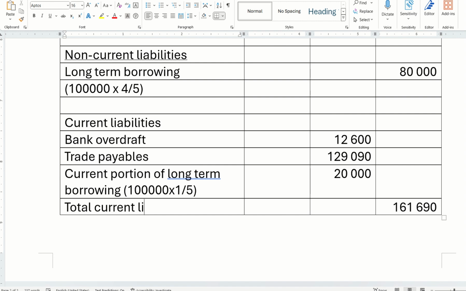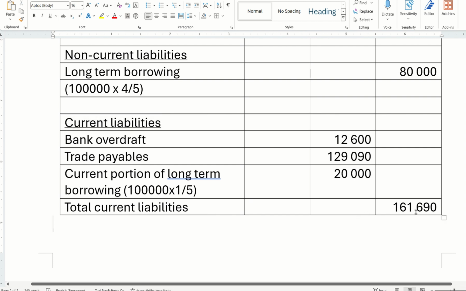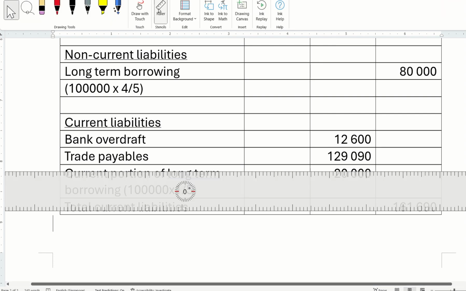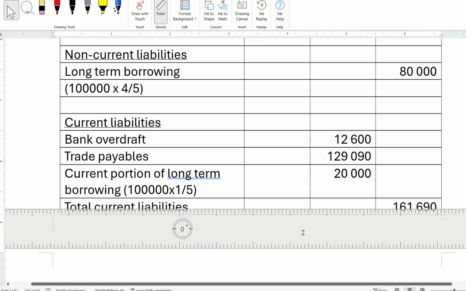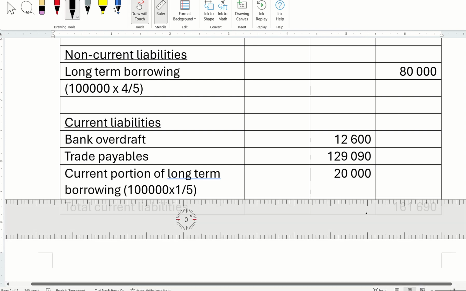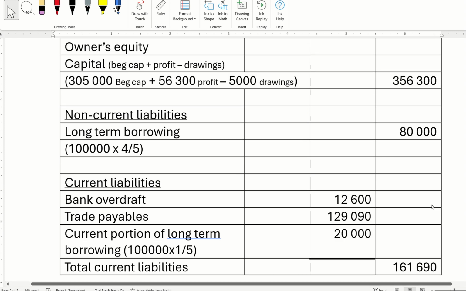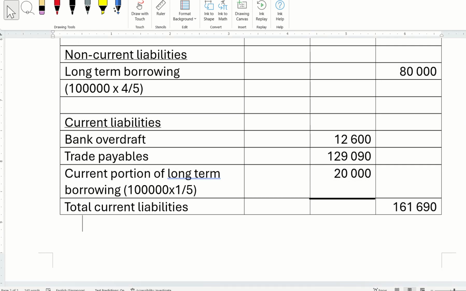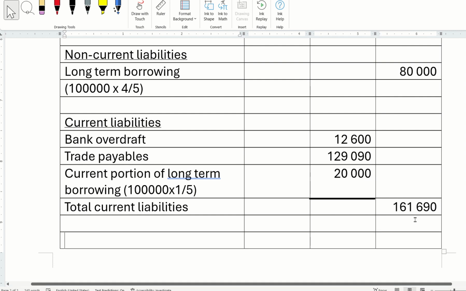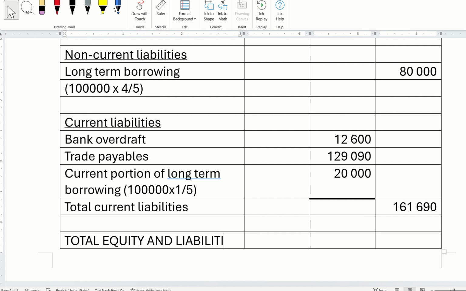Total current liabilities. All right, my total current liabilities is 161,690. And because I added these three numbers together, I'm going to take a ruler and draw a line to signify that I've added up these three numbers. All right, and I am nearly done. So what I'm going to do now is I'm going to add up my equity and my liabilities. So I type total equity and liabilities.